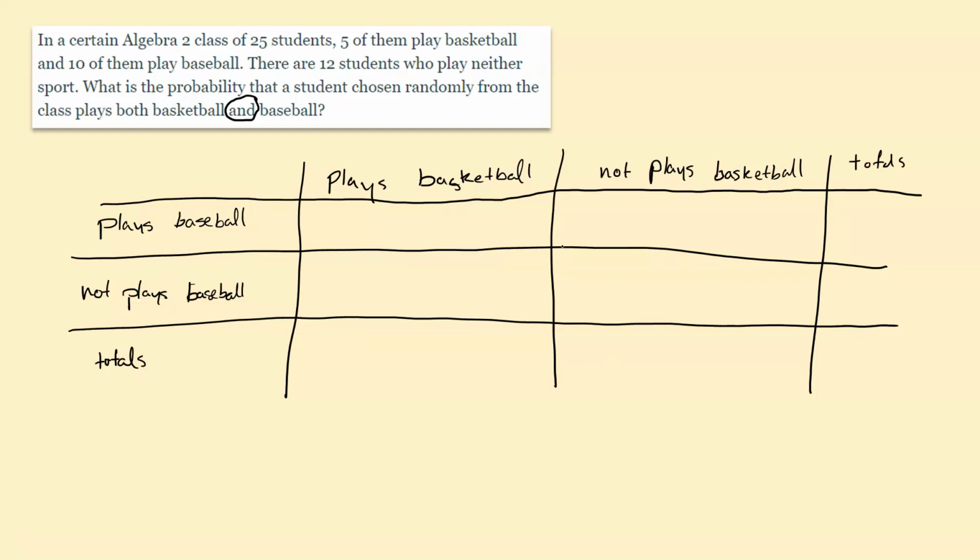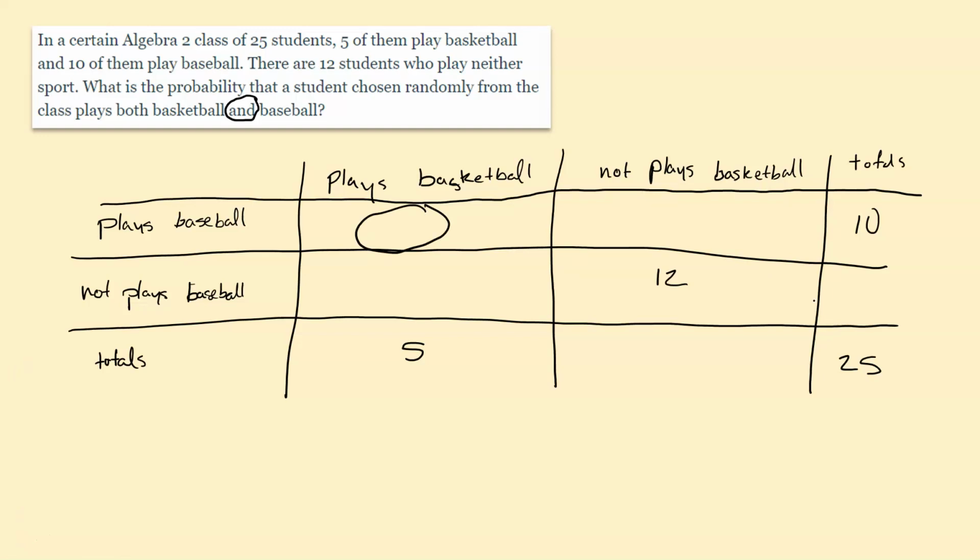So now we can go ahead and start filling out what we know. There are 25 students total. 5 of them play basketball, so total basketball, 5. 10 of them play baseball, so total baseball, 10. There are 12 students who play neither sport, so not basketball, not baseball. What is the probability that a student chosen randomly from the class plays both basketball and baseball? So we're trying to figure out what belongs here.